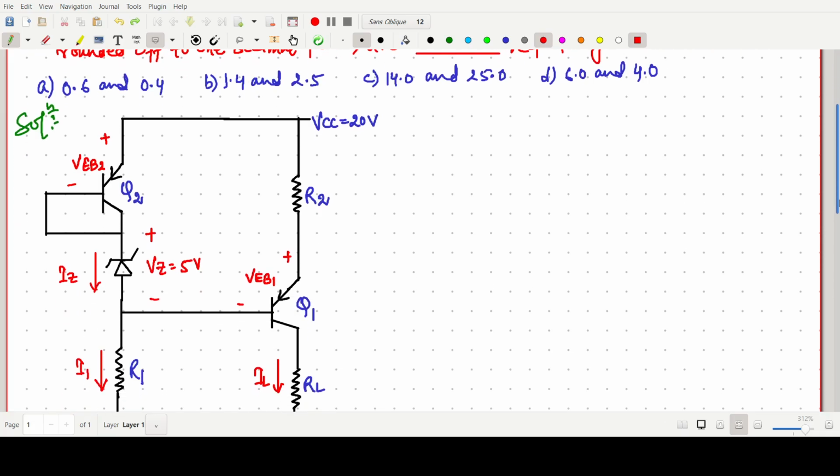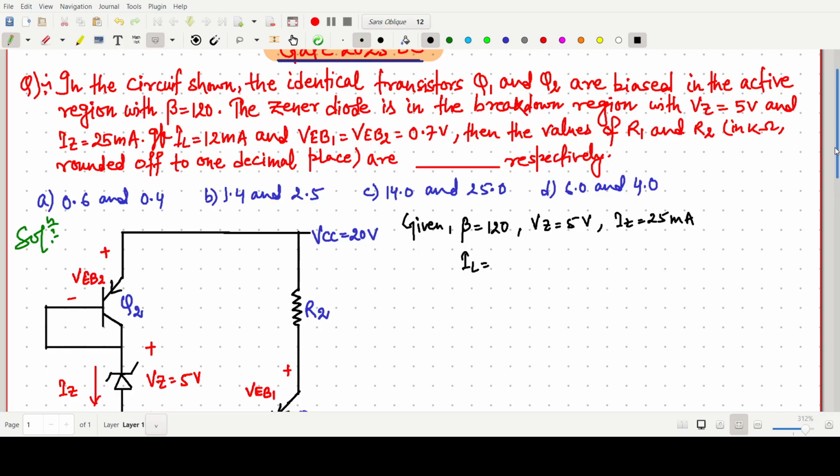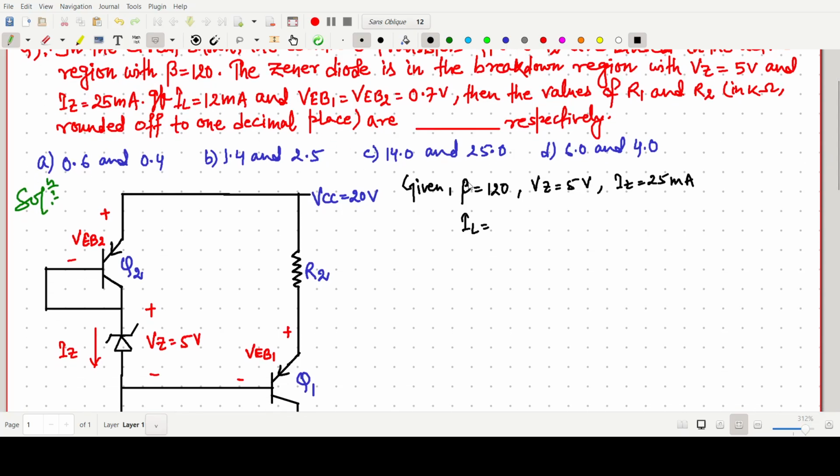So first of all, we have to write what is given. I am writing here the given things. Both are operating in the active region with current gain 120. The Zener diode is in the breakdown region with VZ value 5 volt and the IZ value 25 milliampere. And the IL value is also given. The IL value across this RL resistance is 12 milliampere.